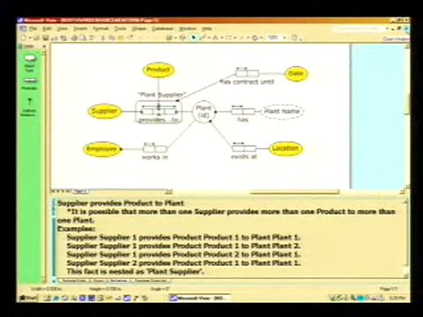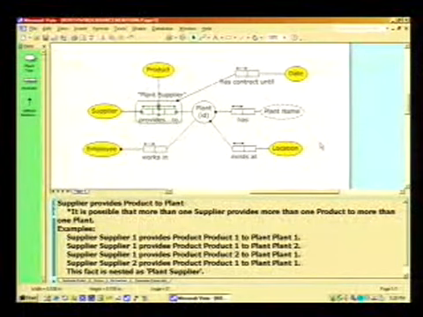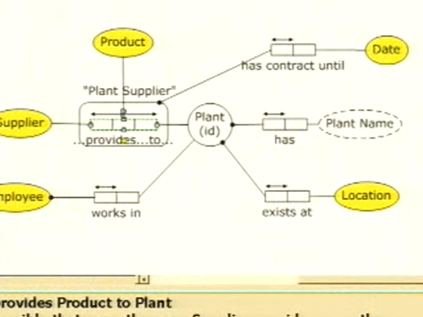So notice that we've taken the ternary there and we have objectified that and turned it into an object in its own right. And now we can talk about that object. So the whole idea of plant supplies is that the thing has a contract date where it starts on, and it expires on a certain date. So we can always extend the model that way.